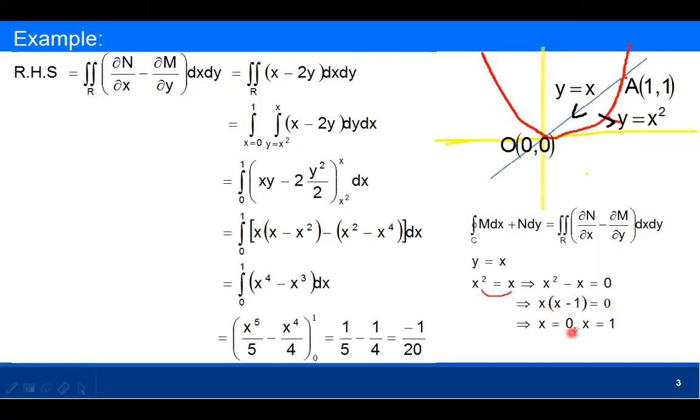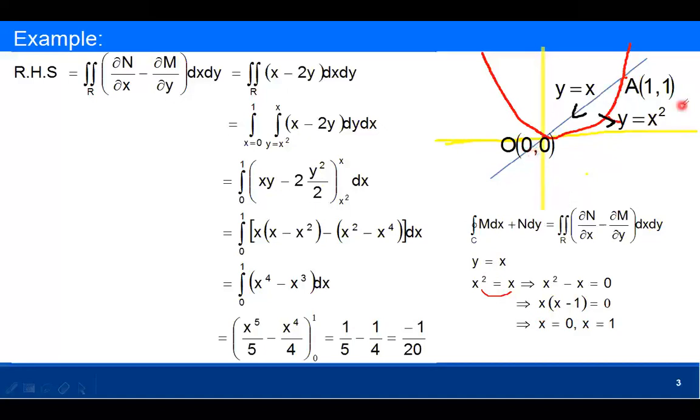If we substitute x = 0 in y = x, therefore y is also 0. Again put x = 1, then y is also 1. So therefore the parabola y = x² and the straight line intersect at (0, 0) and (1, 1). Now what are the limits of x and y?